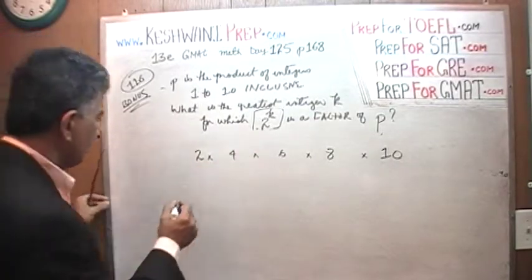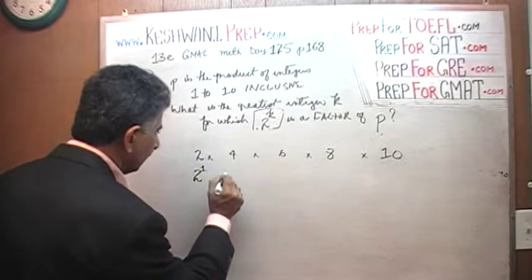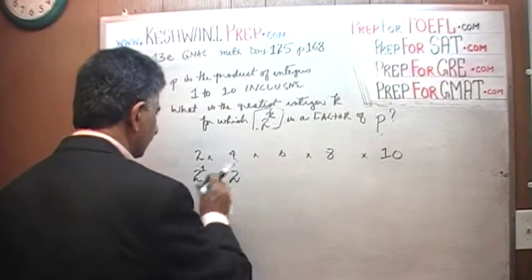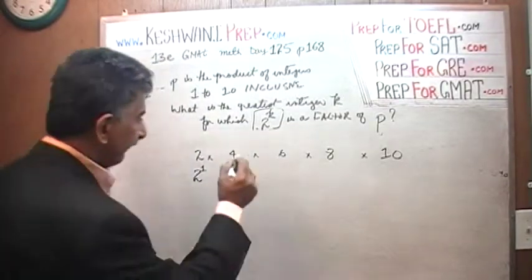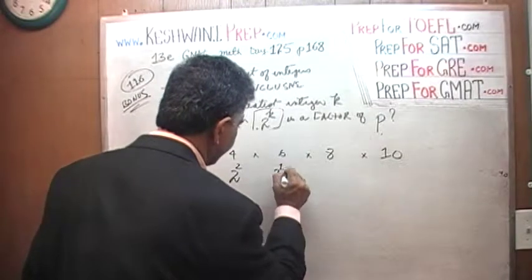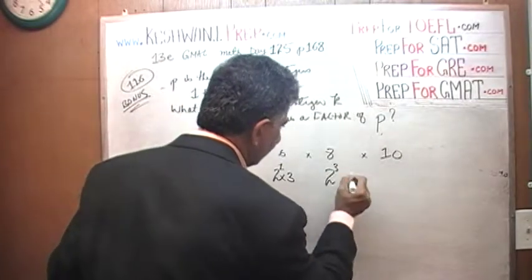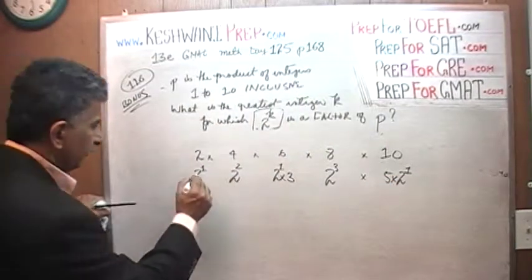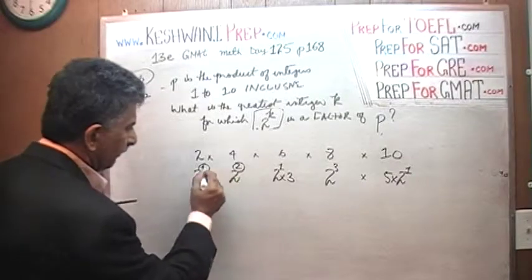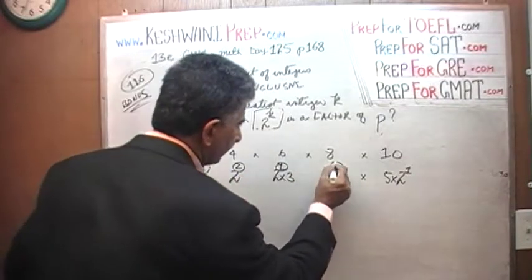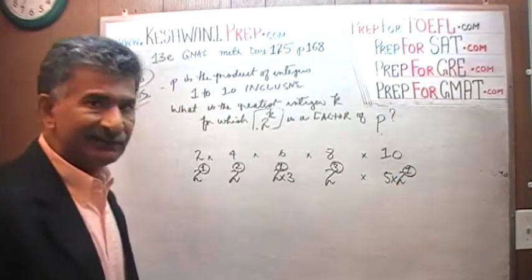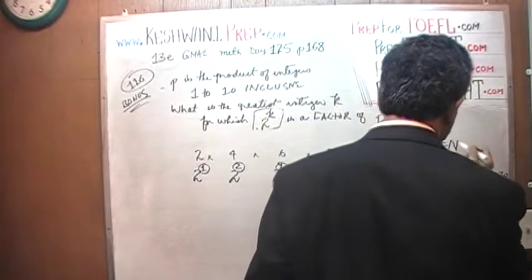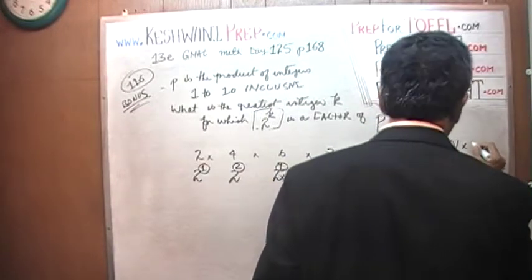In that case, 2 can be written as 2 raised to 1, 4 can be written as 2 raised to 2, 6 can be written as 2 times 3, so that's the first power here, 8 can be written as 2 raised to 3, and finally 10 can be written as 5 times 2. So we have 1 plus 2 is 3, plus 1 is 4, plus 3 is 7, and plus 1 is 8. So in this case, the answer would be 8, and P can be written as some integer n times 2 raised to 8.